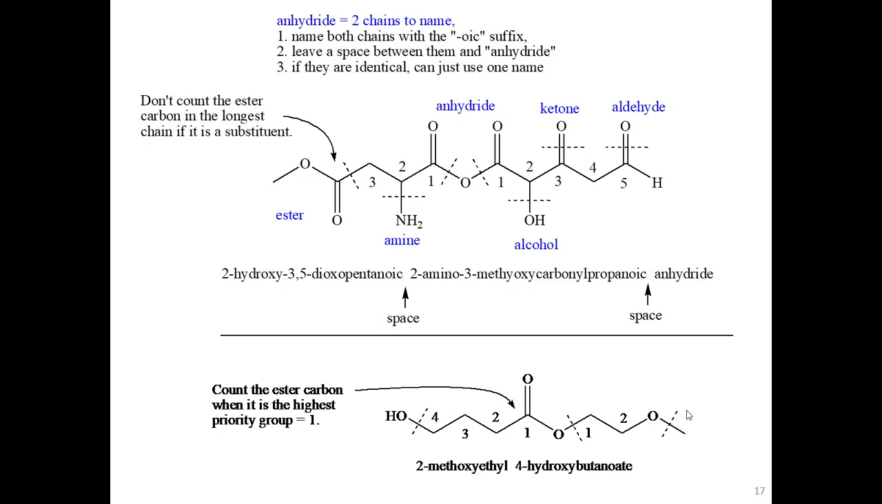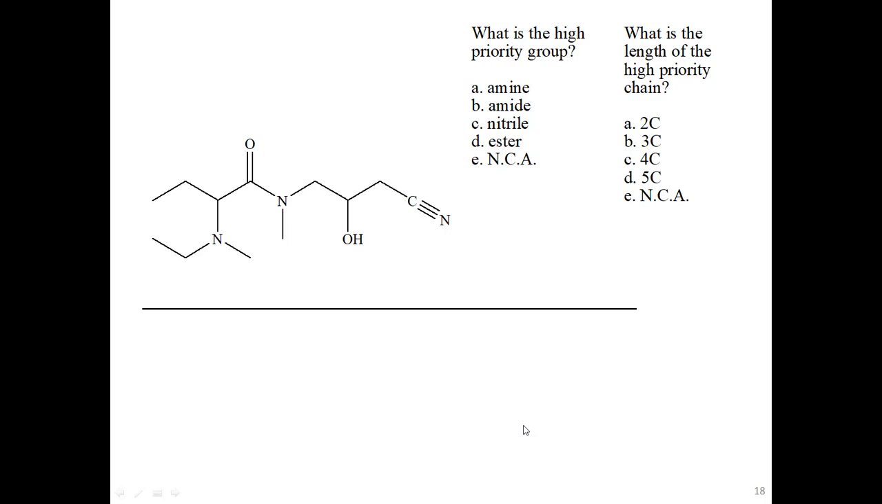This would come first. So if I go 1, 2, 2, I have a methoxy. All right, then I go 1, 2, 3, 4, 4, I have a hydroxy. So this would be 2-methoxyethyl, 2 carbons, space, 4-hydroxy, and then butanoate, the ending for an ester. Okay. So this is an anhydride, this is an ester, but notice we start all of those chains at the carbonyl, the number 1 guy.